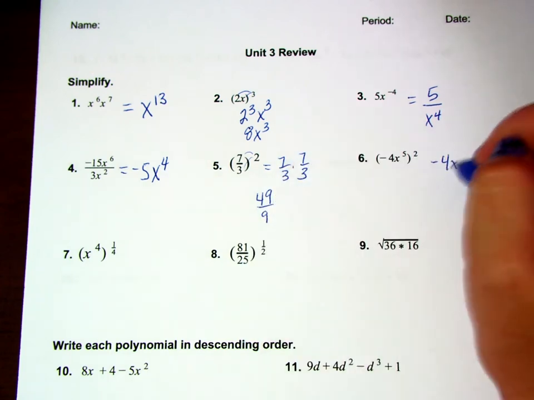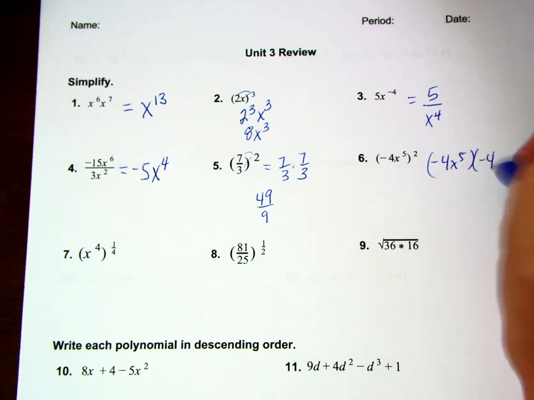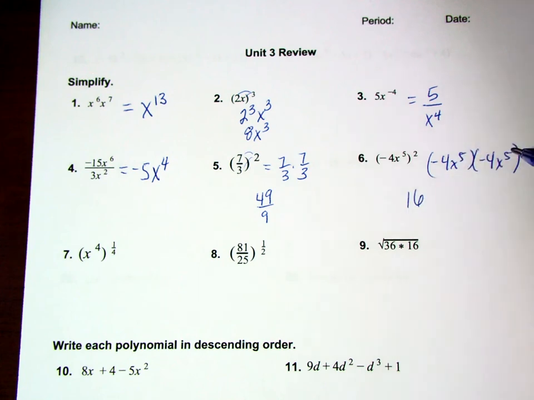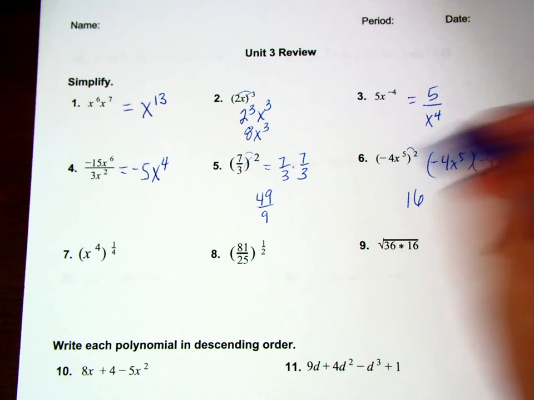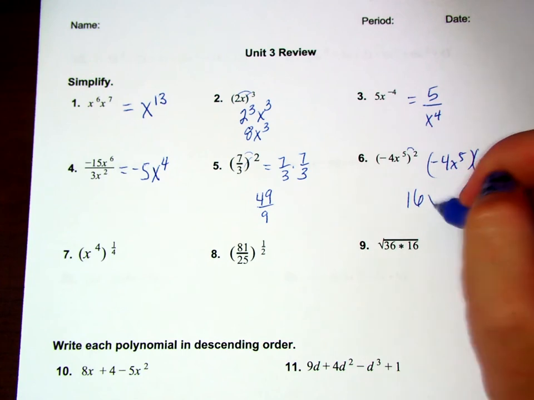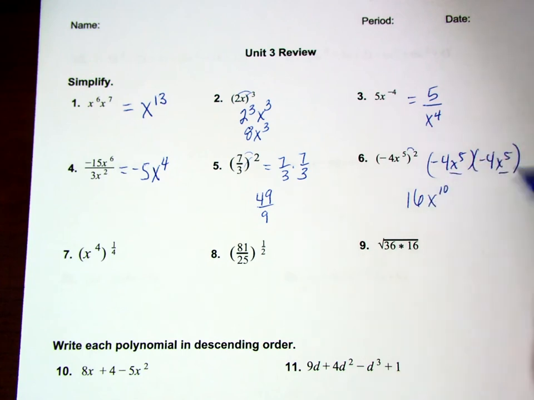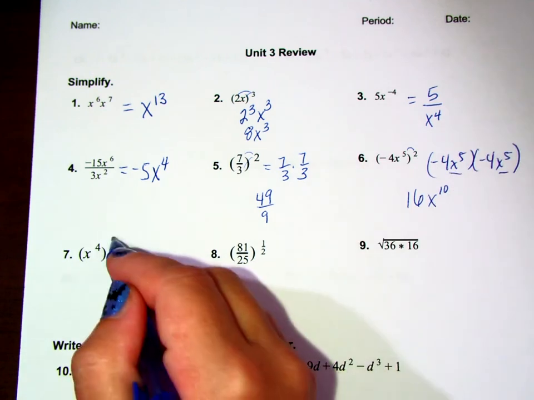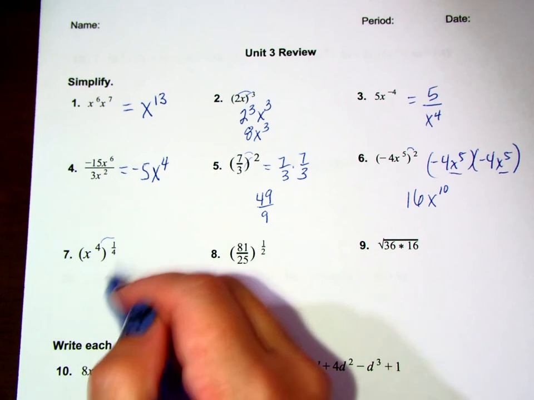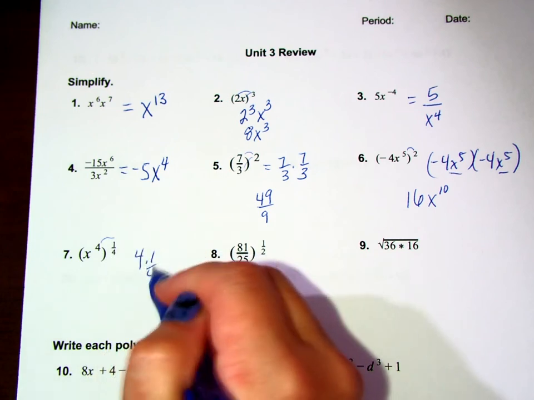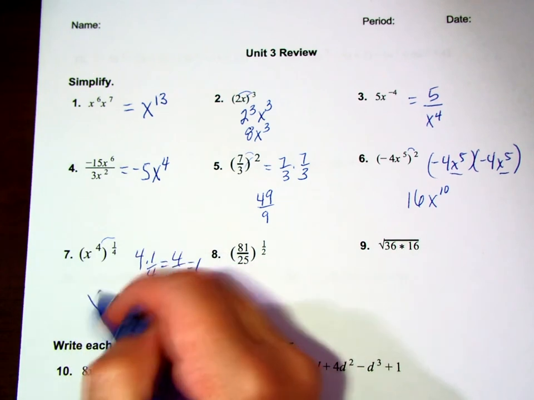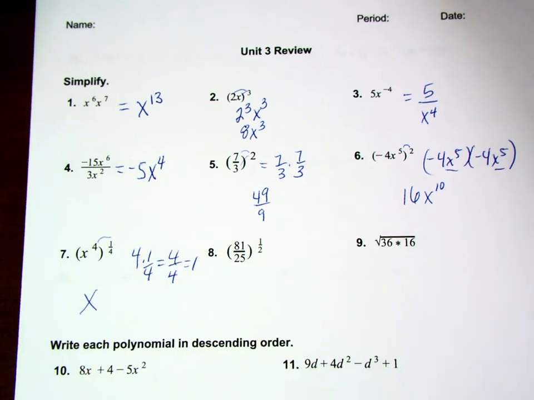Everything here is also squared. Again, feel free to do it in expanded form if that helps you visualize it. But it's really negative 4 times negative 4, which is positive 16. And then these two little numbers become x to the 10th. You can visually see the x to the 5th and the x to the 5th that becomes x to the 10th. Over here in the multiply rule, 4 times 1/4 essentially becomes just 1. So this becomes x to the power of 1, or just x.